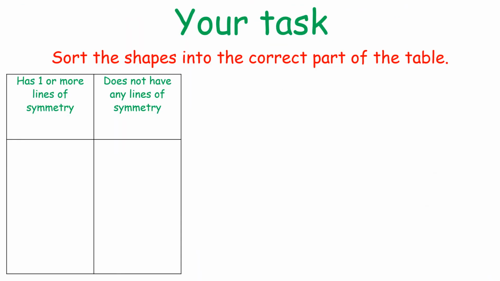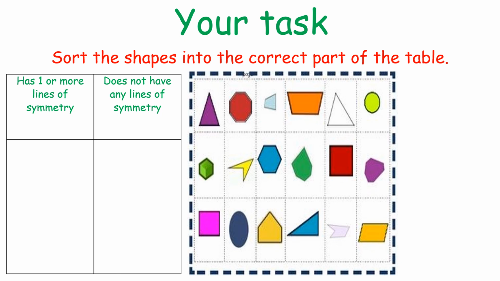Here is your task for today, Year 2. I'd like you to sort the shapes into the correct part of the table. So here, my table has 2 sections, 2 columns. One column says has one or more lines of symmetry. The other column says does not have any lines of symmetry. So have a look at each of these shapes, and what you need to do is decide, does each shape have a line of symmetry or more than one line of symmetry? Or does it not have any lines of symmetry? So which column does each shape belong in?